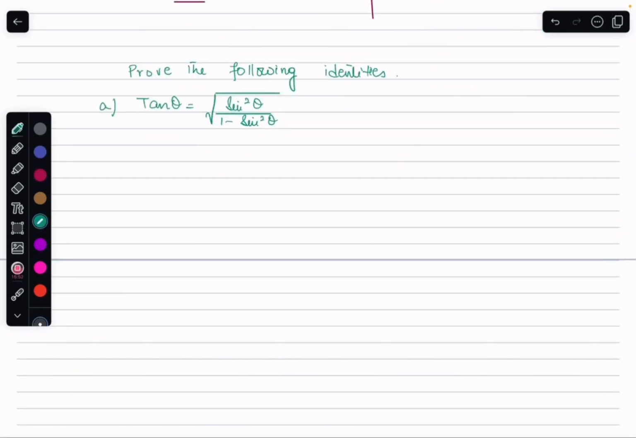Now let's prove some identities. Part A: tan theta should be equal to the square root of sine square theta divided by 1 minus sine square theta. If I start solving the right hand side, which is the square root of sine square theta divided by 1 minus sine square theta, therefore I am taking it to the power of 1 by 2. Here we have sine square theta, and 1 minus sine square theta can be written as cos square theta.